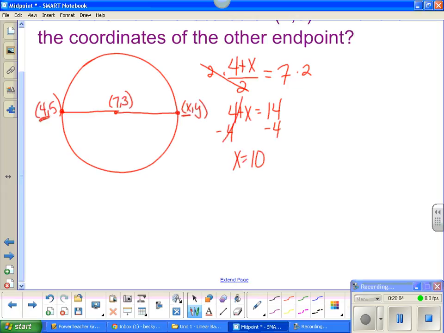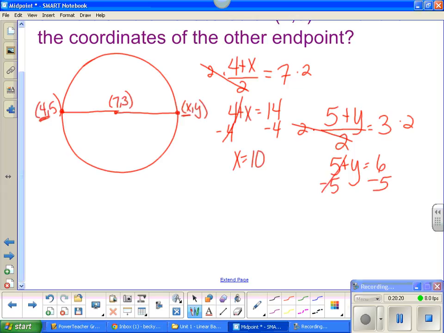Now I'm going to set up my y's. So the y from my first endpoint plus the y from my second endpoint divided by 2 should equal 3. Multiply both sides by 2. 5 plus y equals 6. Subtract 5 from both sides. Y equals 1. So my other endpoint is 10, 1. If you had any trouble with any of these, feel free to go back through.